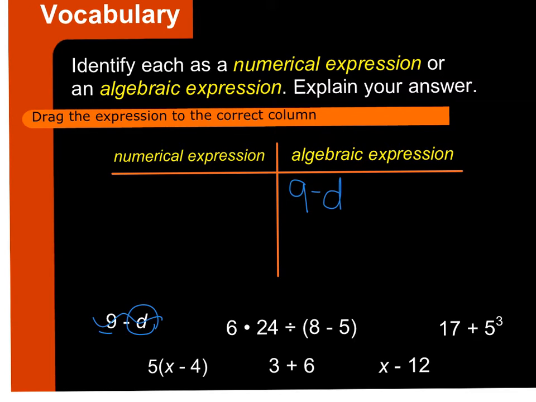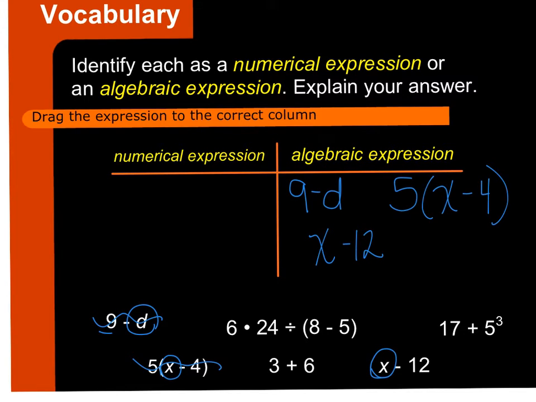So I'm going to look through every expression and see if I can find one that has a variable in it. The next one I see is 5 times the difference of x minus 4, because there you go, there's my variable, so I know that's going to be an algebraic expression. So we're going to write that over here. And then the last algebraic expression I see is x minus 12, because again we have that x there. Okay.